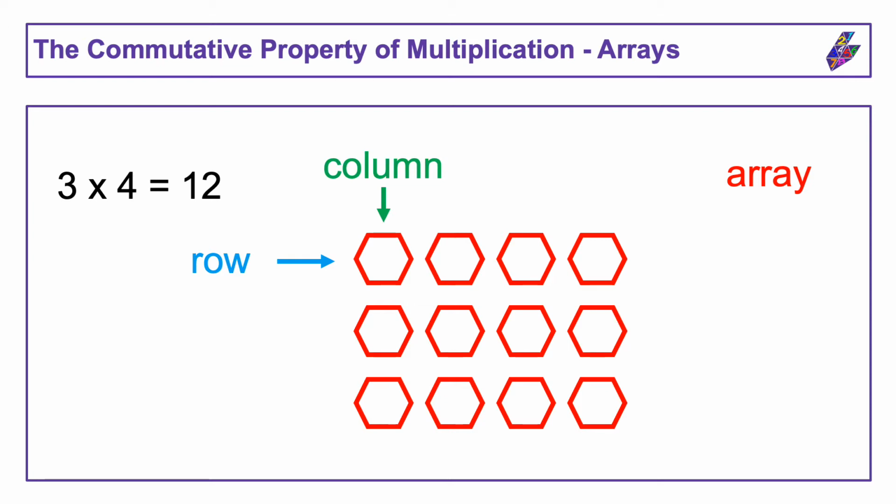In this particular array, there are 3 rows to represent the 3 groups, 1 group, 2 groups, 3 groups, and there are 4 columns to represent the number of items in each group, 1 column, 2 columns, 3 columns, 4 columns. If I counted all of these items up, I would have 12 objects altogether, so 3 times 4 equals 12.